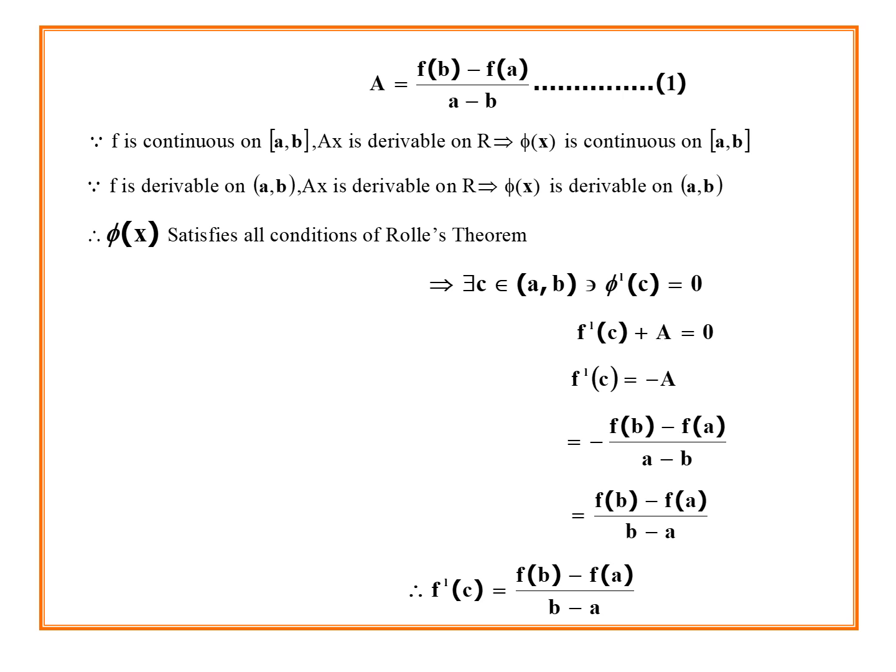Therefore, phi of x satisfies all the conditions of Rolle's theorem. Then there exists c belonging to open interval (a, b) such that phi dash c is equal to 0. F dash c plus A is equal to 0, so f dash c is equal to minus A. We know that minus A is minus f of b minus f of a by a minus b, which is f of b minus f of a by b minus a. Therefore, f dash c is equal to f of b minus f of a by b minus a.